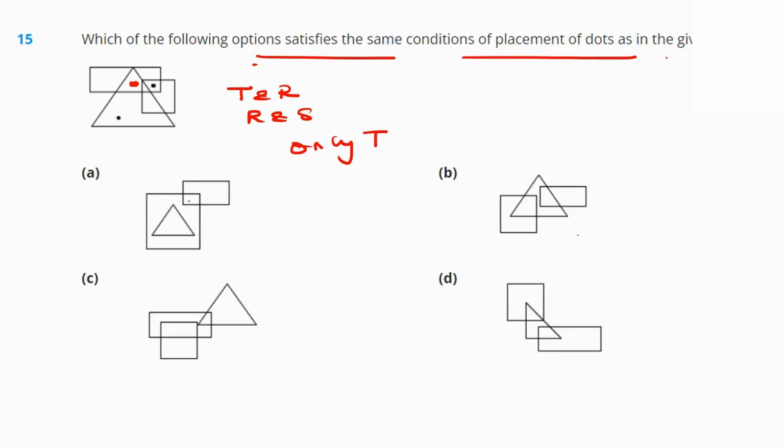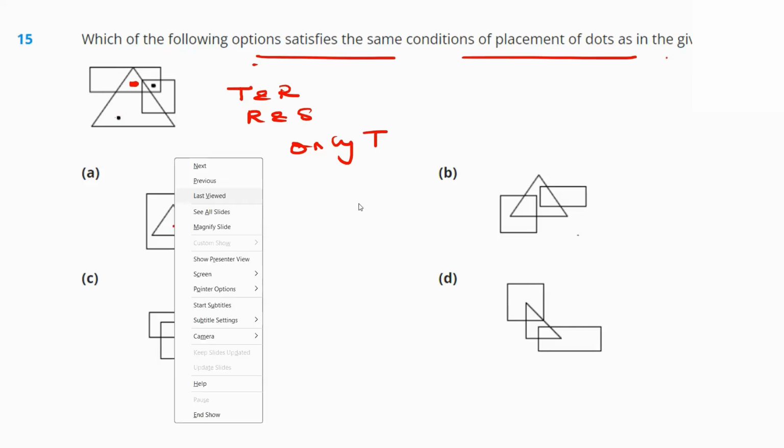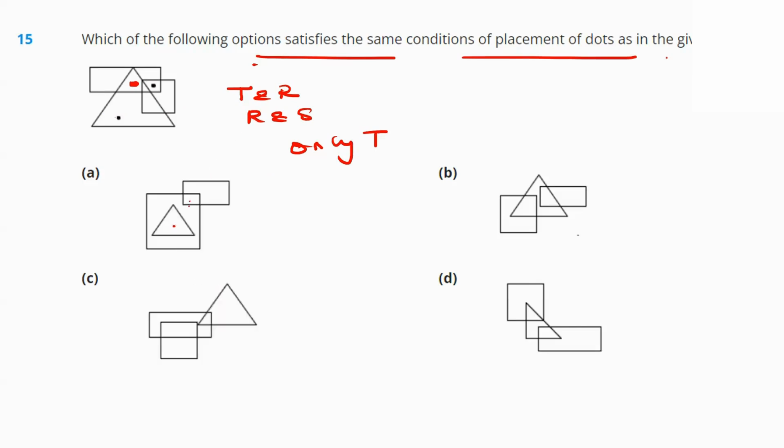Option A, triangle and rectangle, is it there? No, the triangle and rectangle do not overlap. Gone. Next one, option B, triangle and rectangle. Do we have? Yes. Rectangle and square, do we have? No, they are not linked. So removed. Option C, triangle and rectangle, yes. Only triangle, yes. Square and rectangle, yes. Hence, that's the answer.